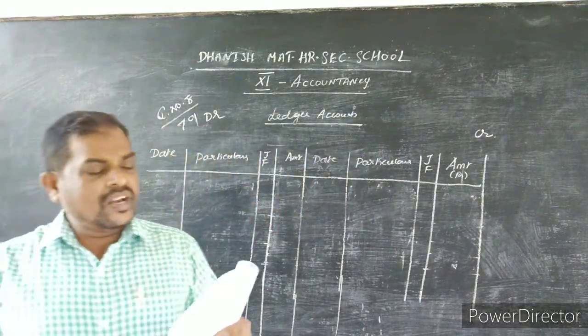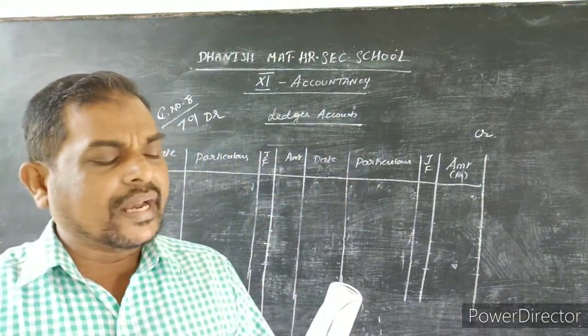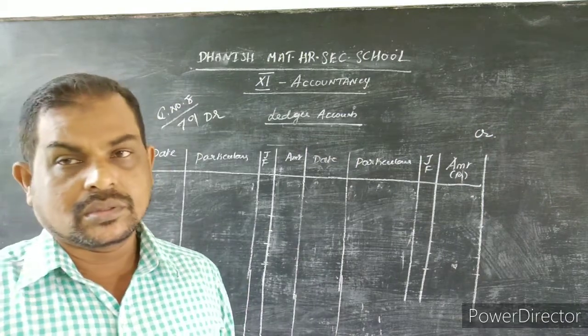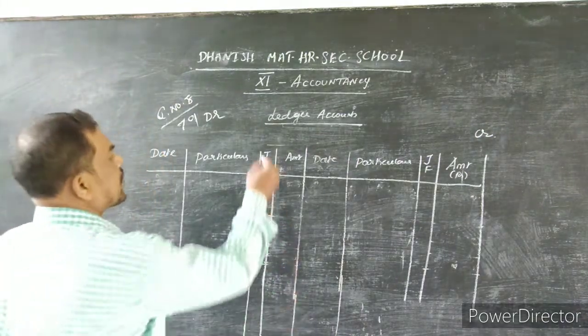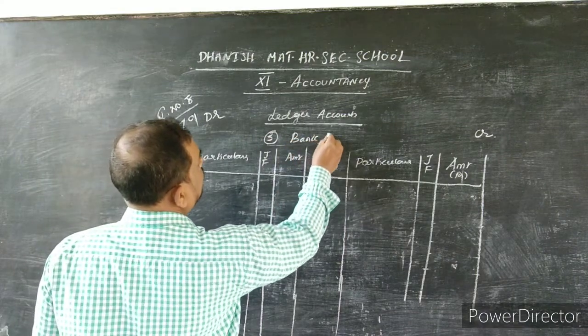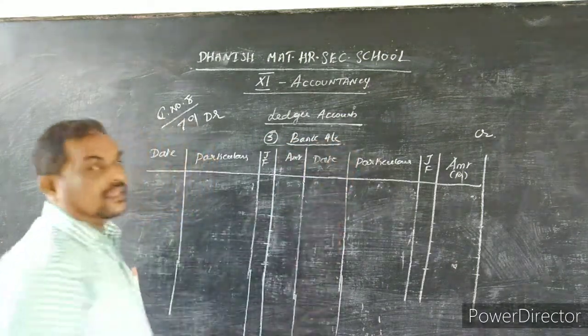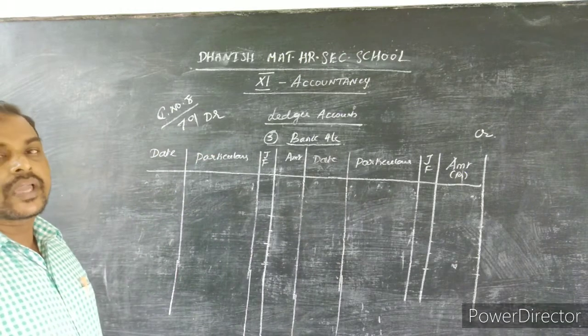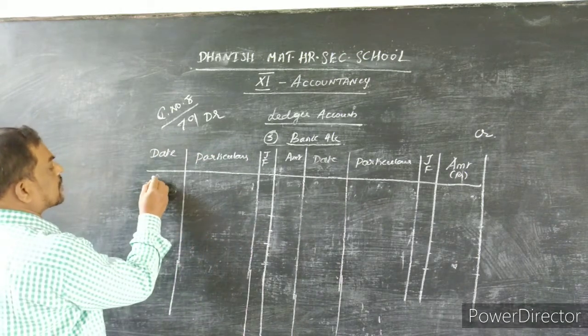Okay. Now, what is the journal entry? Bank account debtor to cash account. Now, the bank account is available on the debit side. The third ledger is the bank account. Bank account is on the debit side, so the hand should come on the debit side.